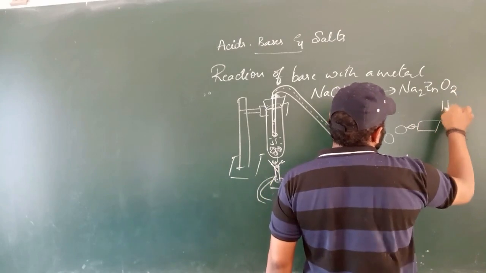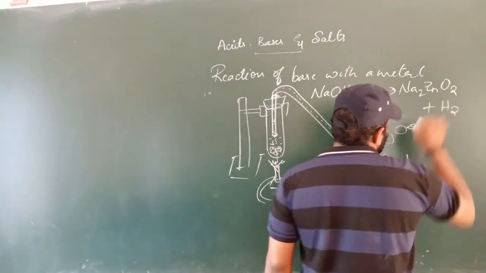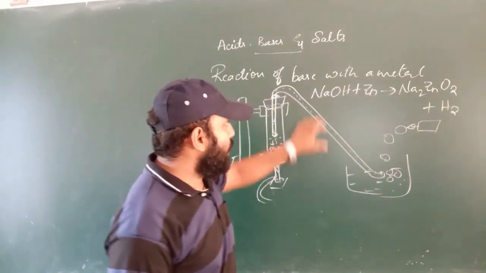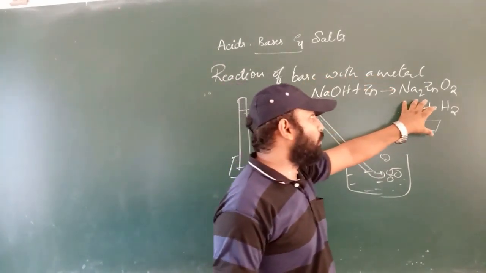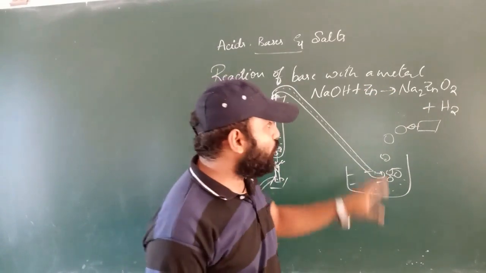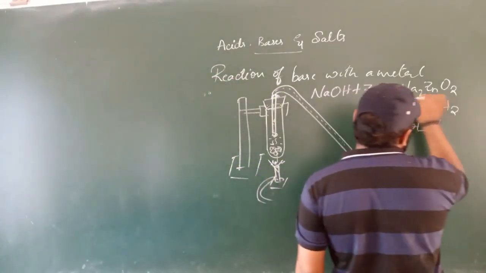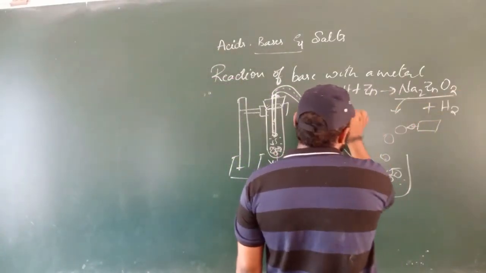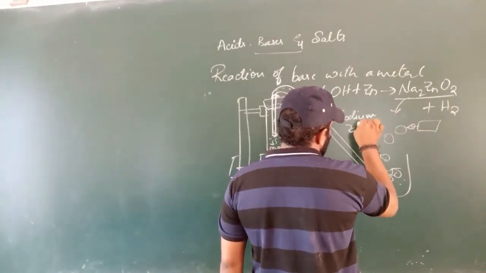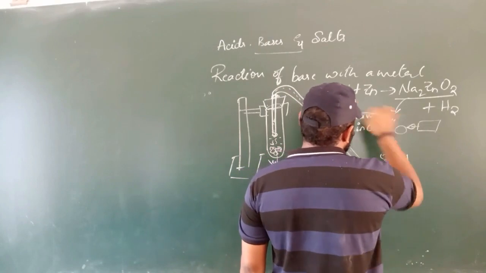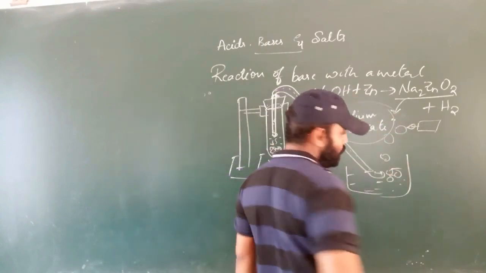Na2ZnO2 plus H2. Understood? So NaOH, sodium hydroxide, when it gets reacted with zinc, what is the product formed here? Na2ZnO2 plus H2. So here Na2ZnO2 is called as what? It is called sodium zincate. Sodium zincate. This is an important one.